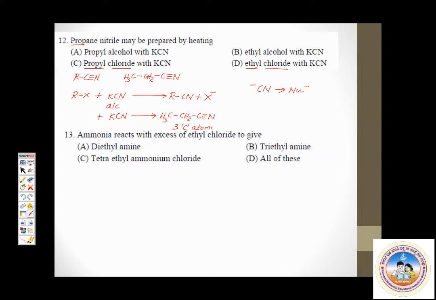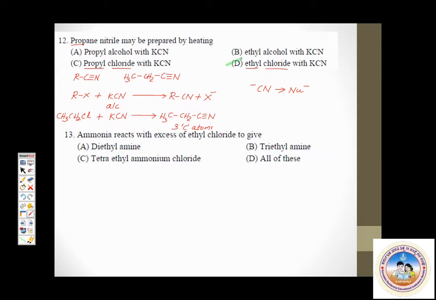The reagent, the nucleophile cyanide, already has a carbon atom in it. So our reactant should have 2 carbon atoms. Okay. So now between option C and option D, which option has haloalkane with 2 carbons? It is ethyl chloride. Ethyl chloride has only 2 carbons, CH3CH2Cl. That's the reason why option D becomes our correct answer here. Ethyl chloride with KCN gives us propane nitrile.